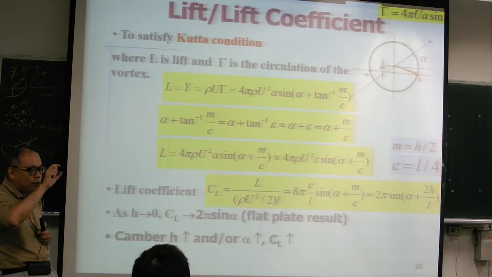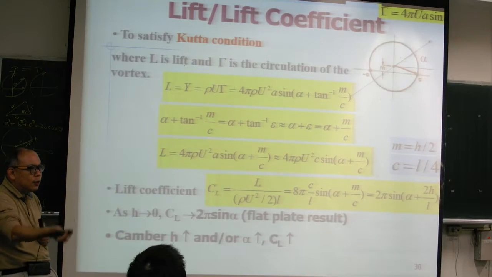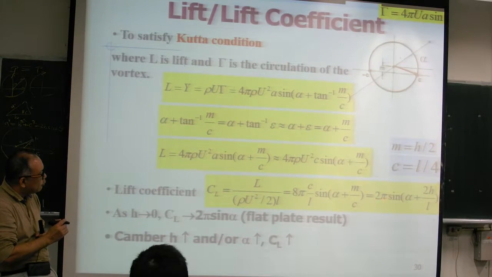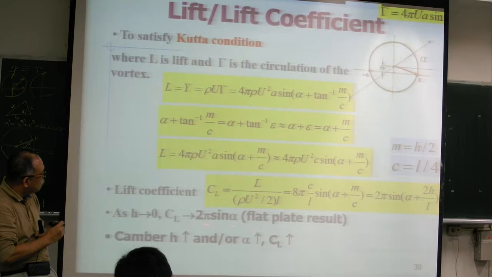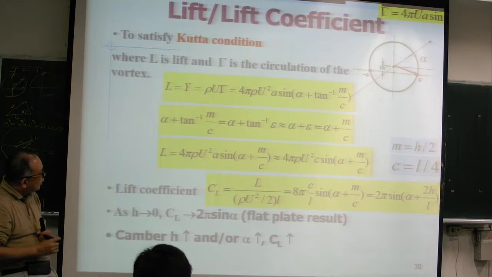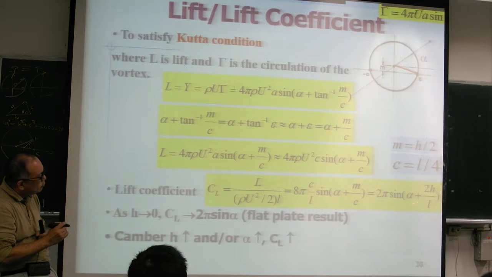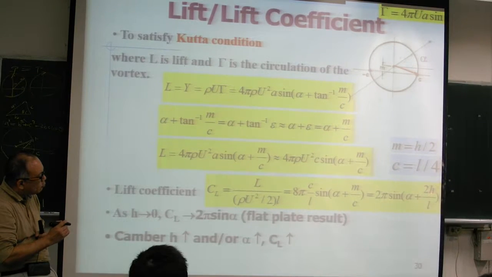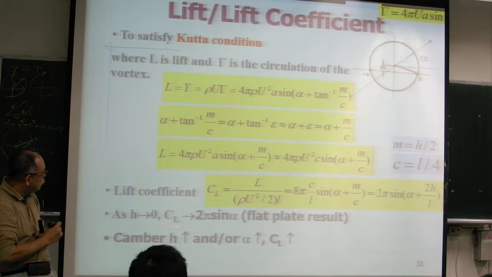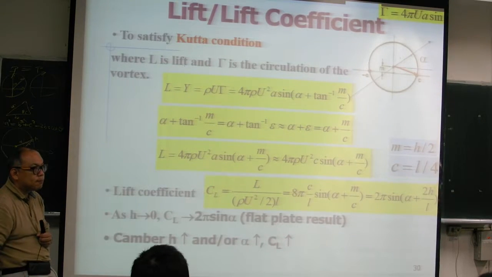If h disappears, the camber disappears, the curvature disappears. What do we return to? We return to the flat plate. So h equal to 0 gives you 2 pi sine alpha, which reduces to the flat plate result. And from this we can also find out, when h is increased, what happens? Sine alpha plus 2h over L is also increased, right? So h increases, camber increases, and our zero-lift angle will also increase.